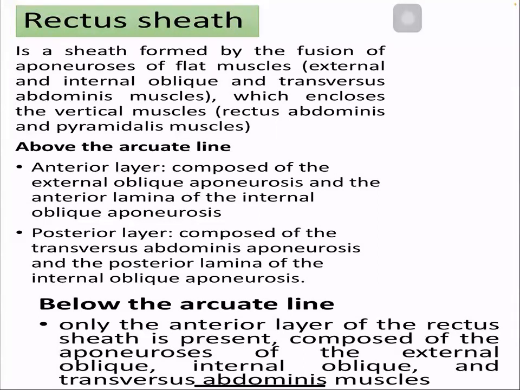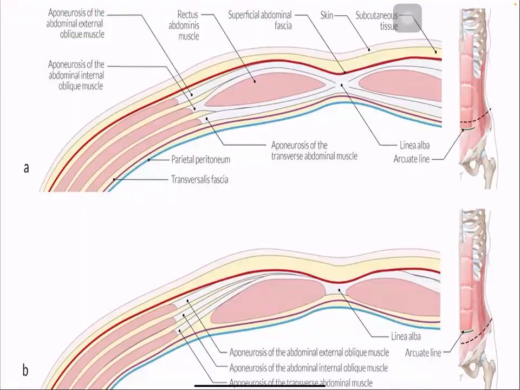When we move to below the arcuate line, only the anterior layer, or anterior rectus sheath, is present, and it is composed of the aponeuroses of the external oblique, internal oblique, and transverse abdominis muscles. This diagram demonstrates what we have explained.